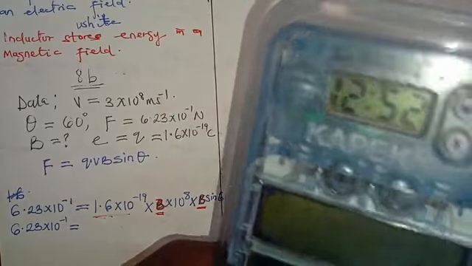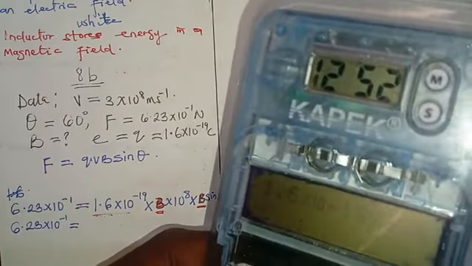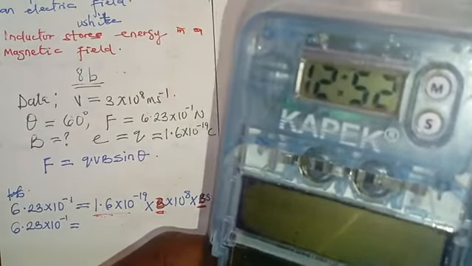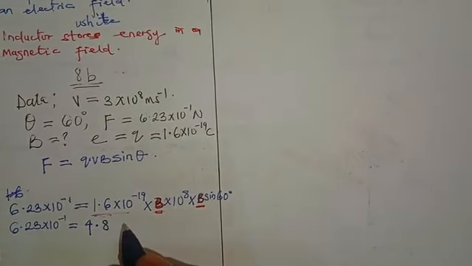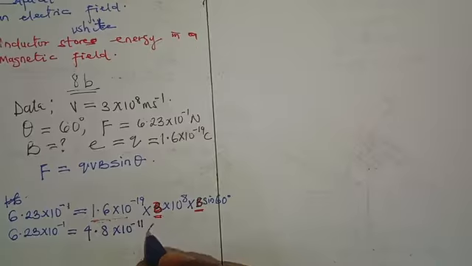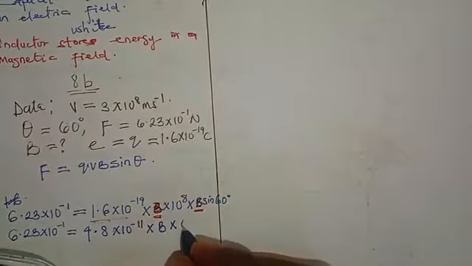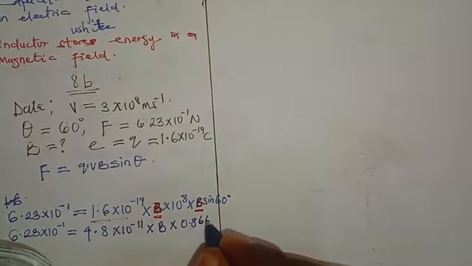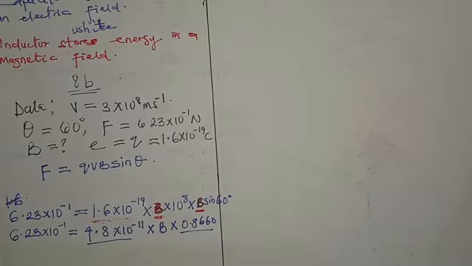We're going to have 1.6 exponential minus 19 multiplied by 3 exponential 8. That will give us 4.8 times 10 raised to power minus 11. Then multiply by B that we are looking for. Then multiply by sine 60. So you press sine 60. I hope you are with me. That will give us 0.8660. So again, multiply this and this, right?